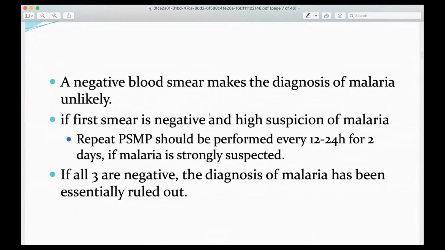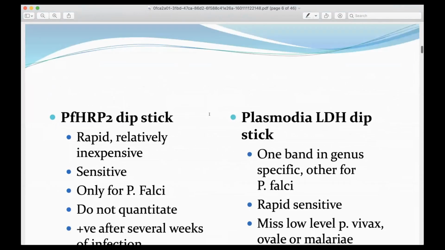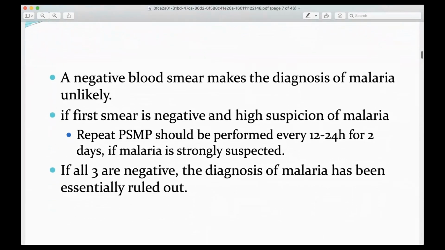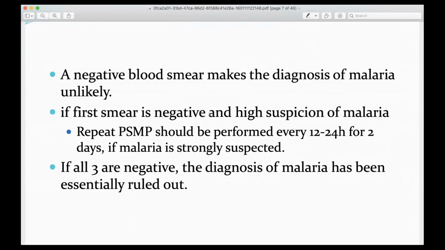A negative blood smear makes a diagnosis of malaria unlikely, but remember, one negative test doesn't mean the patient does not have malarial disease. You have to do subsequent tests, at least three negative tests, every 12 or 24 hours in strongly suspected cases. It is not that you do one test and stamp the patient as a malaria negative case.